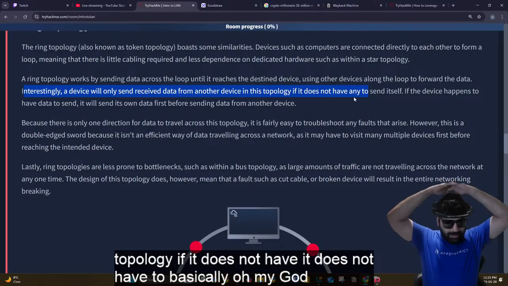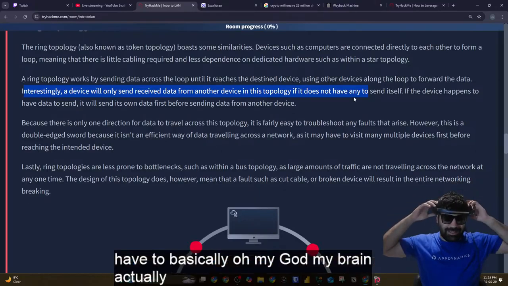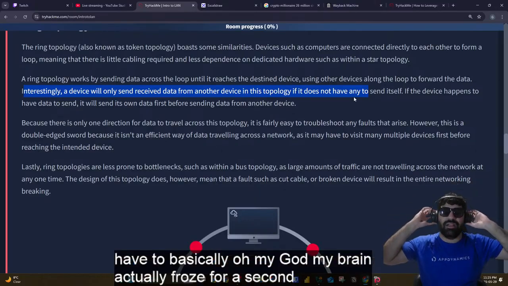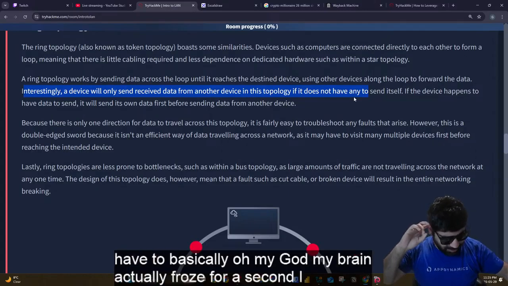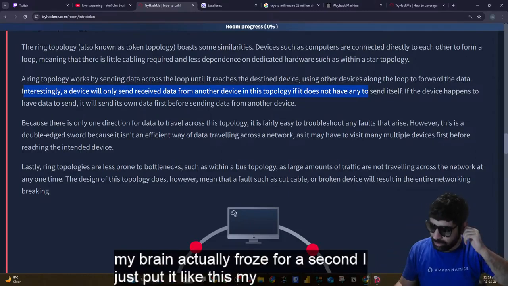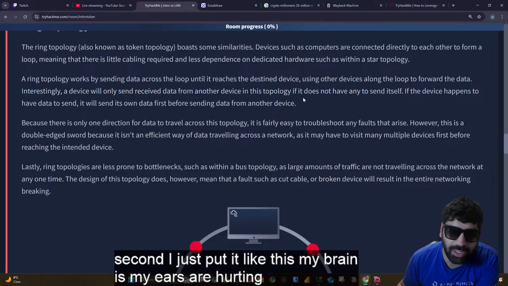Oh my god, my brain actually froze for a second. I just put it like this. My ears are hurting. Okay.